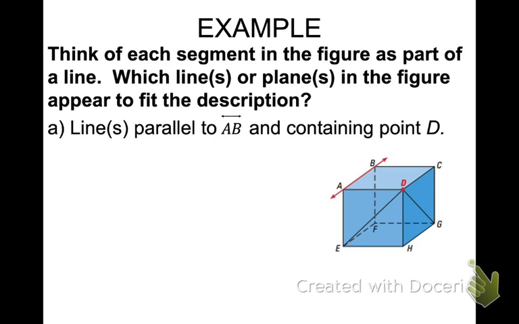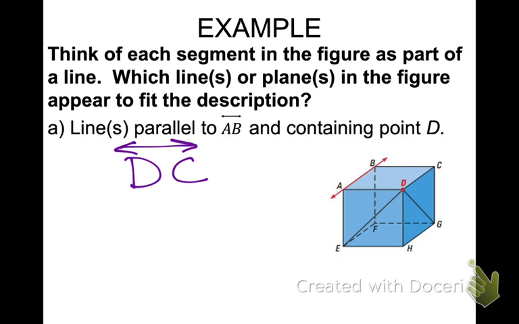For part A, we need to come up with all the lines that would be parallel to line AB. If you look up here, you can see it in color. There's line AB in red. But I need to specifically pick a line that has point D in it. So DC is a line containing it. AD is a line containing D. DE is a line containing it. DG and DH would be all the lines that have point D on it. Out of all of those, which one will be parallel? DC, good. So line DC would be the only line parallel to AB that has point D on it.